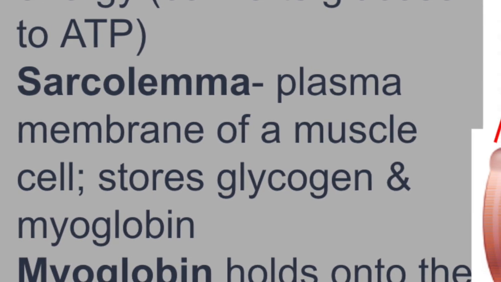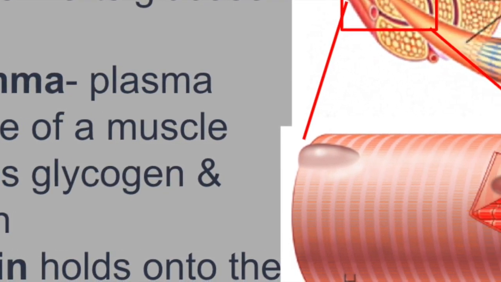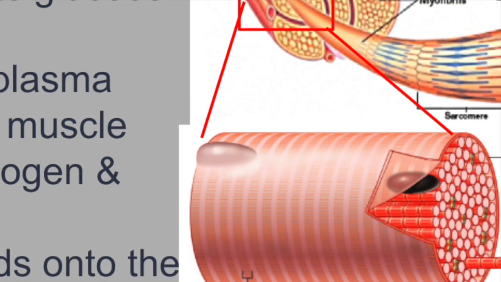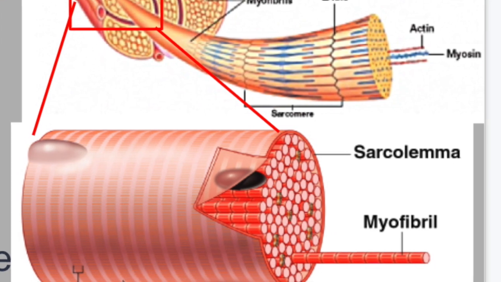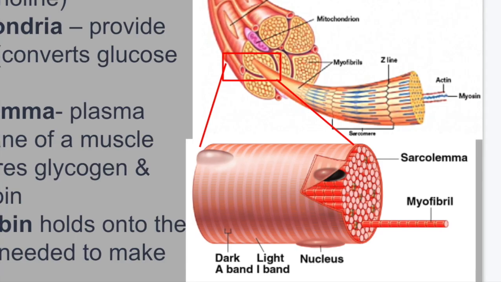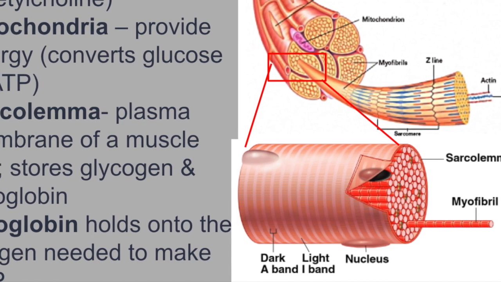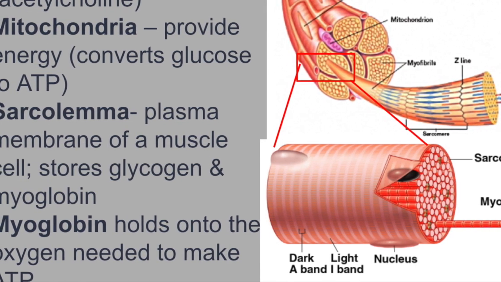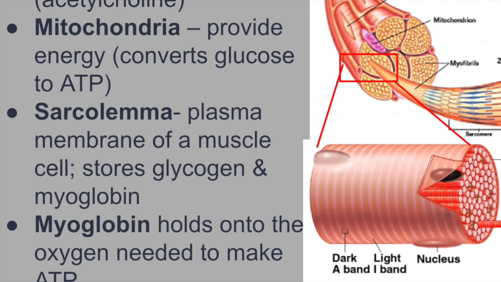Surrounding each muscle fiber is its cell membrane known as the sarcolemma, which is a specialized plasma membrane that stores glycogen as well as myoglobin. Myoglobin is responsible for holding on to all of the cell's oxygen for cell respiration, which will be used within the mitochondria to produce the necessary ATP.